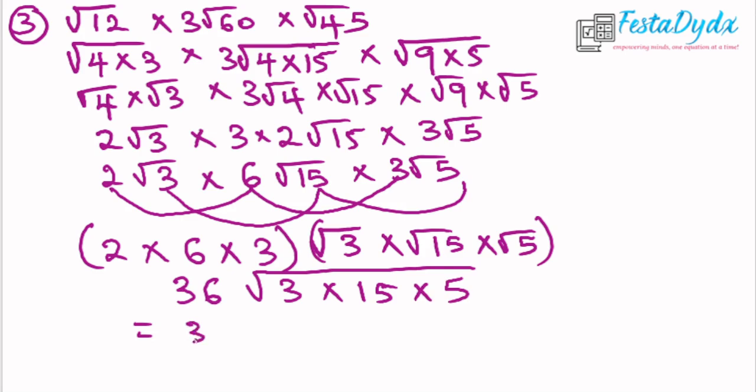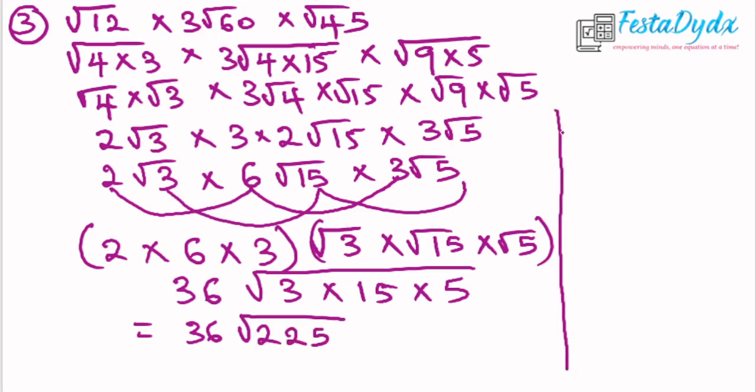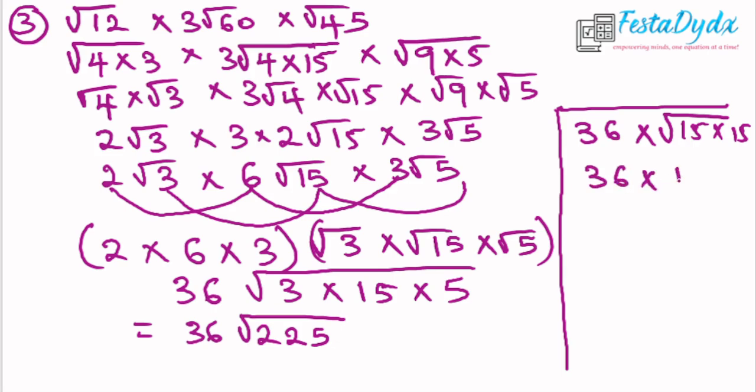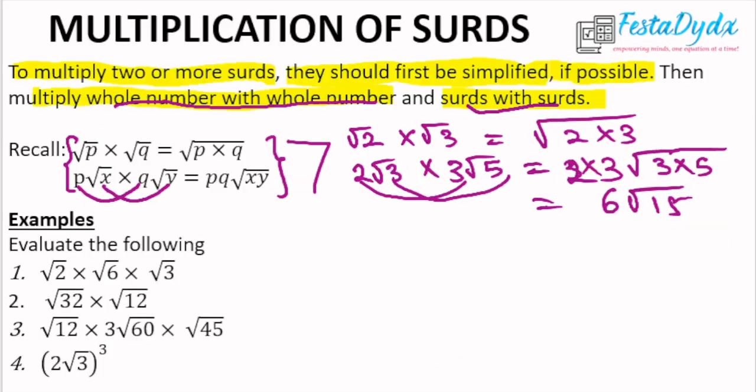So this is equal to 36 root. We have to multiply every number in the surd. 3 times 15 gives us 45. 45 times 5 gives us 225. So you will agree with me that 225 is a perfect square. 15 times 15. So we can say that the square root of 225 is 15. So 36 times 15 is equal to 540. So this is the answer for number 3.